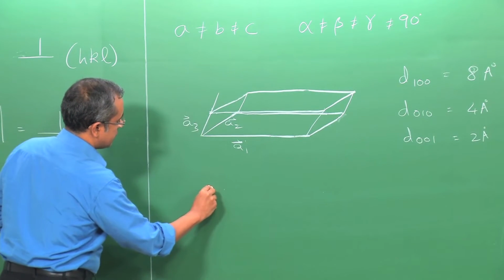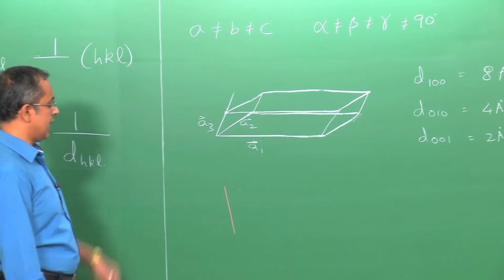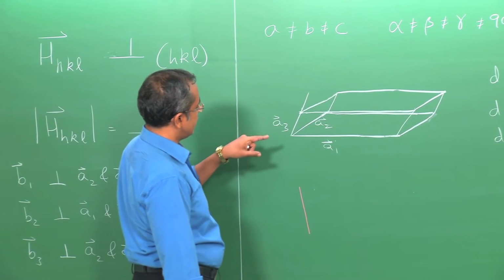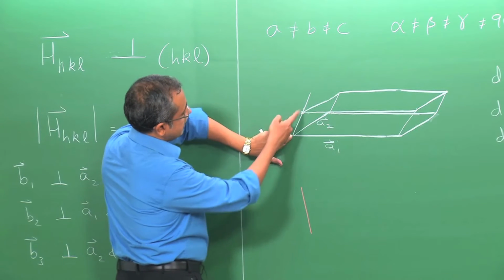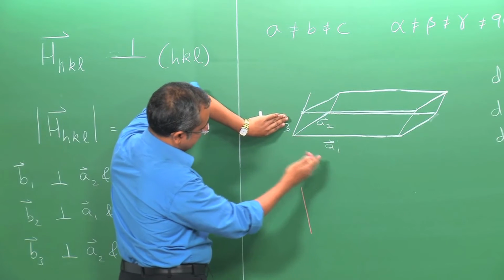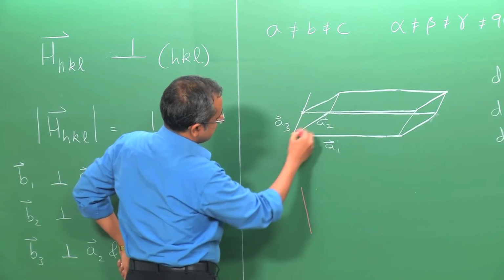So the B3 will come something like this. That is the B3 direction. So let us just put down the directions first. B3 is perpendicular to those two. So the B1 direction will now have to be perpendicular to A3 and A2. So that plane is facing like this. So the perpendicular would come somewhat in that direction relative to this plane.